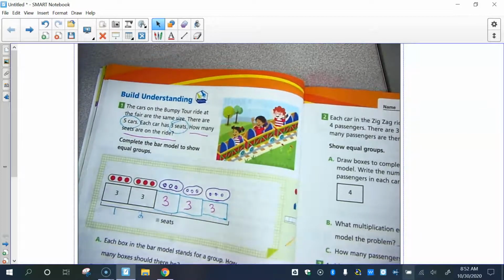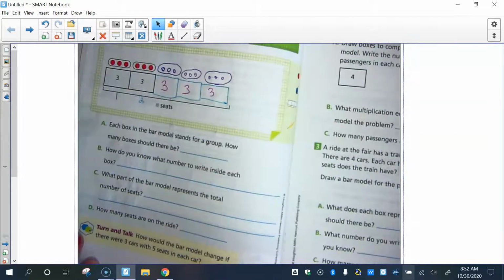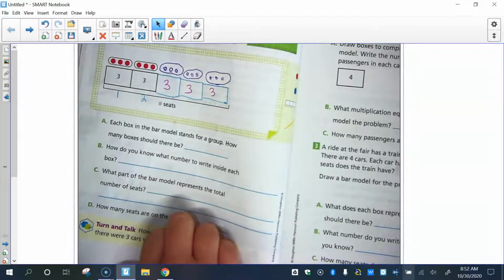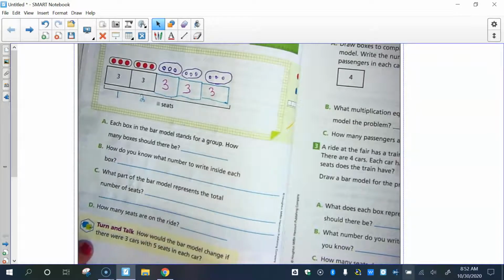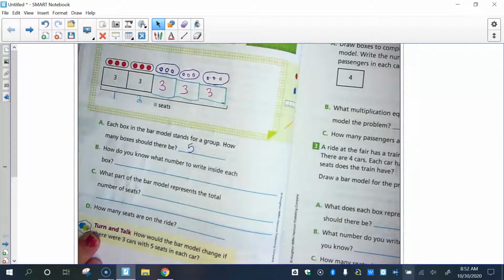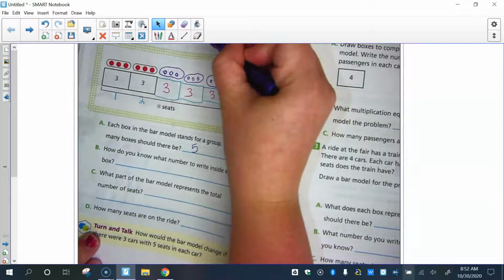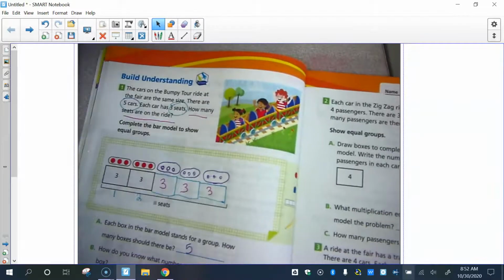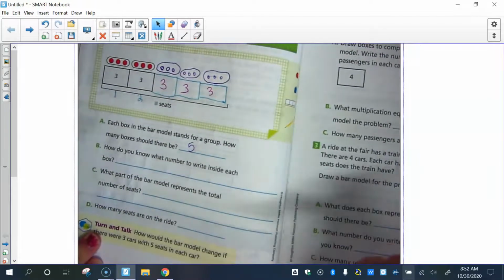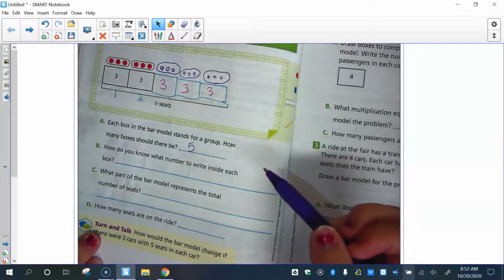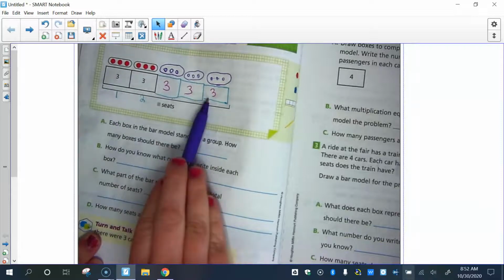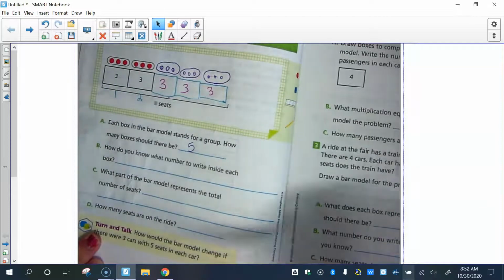All right, so we said we already answered A, so we're not going to answer all these. We'll walk through them. Each box in the bar model stands for a group. How many boxes should there be? Well, we already said there should be 5 cars or 5 boxes. How do you know what number to write inside each box? Well, the problem tells us. So if you look up at the top, remember we circled there are 3 seats in each car. What part of the bar model represents the total number of seats? So that would be the inside. If we do the inside all together, that would be the total number of seats.